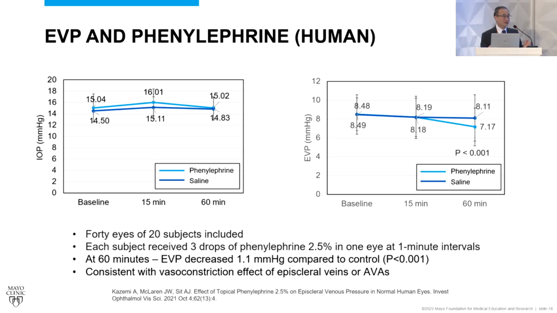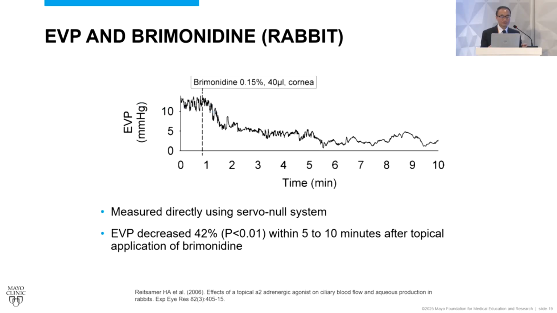Phenylephrine is a vasoconstrictor, of course, and what we did find is that application of phenylephrine does decrease episcleral venous pressure in human subjects. That's consistent with the idea that if you constrict the AVAs, then you're going to reduce the arterialization of the venous side and reduce episcleral venous pressure.